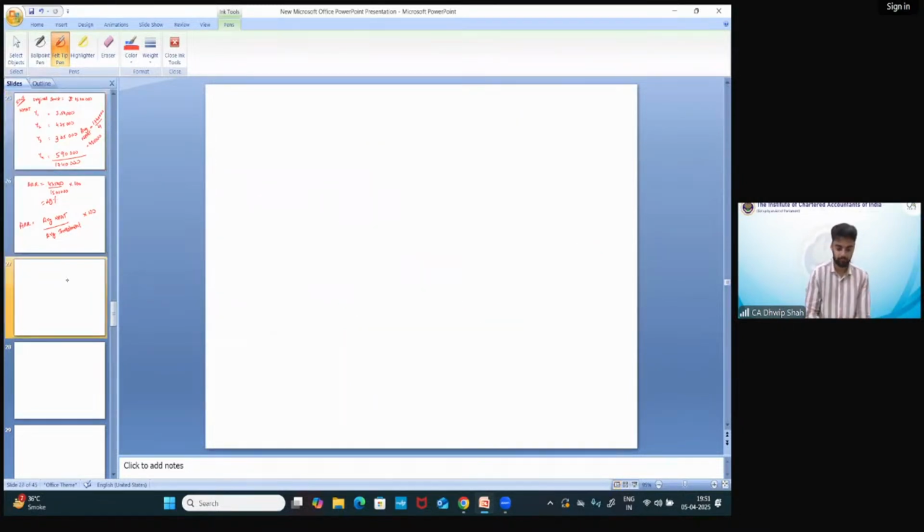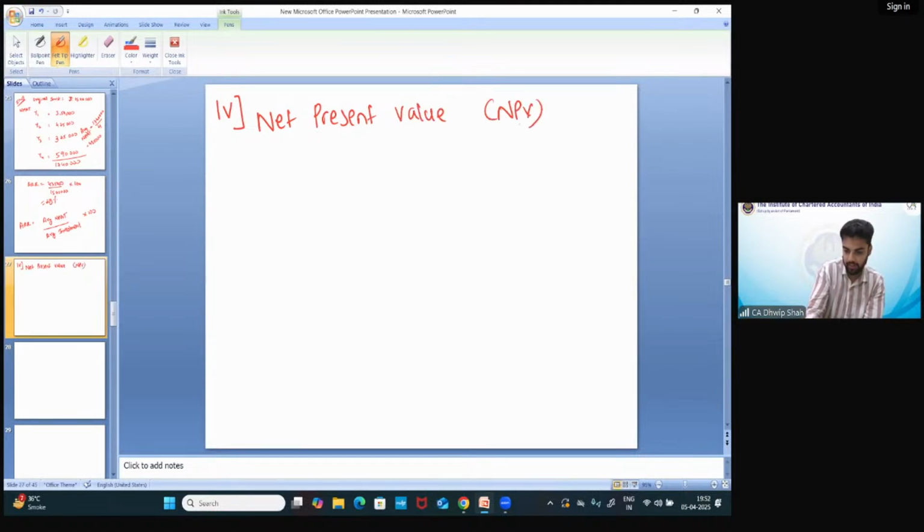Everything is very logical in FM. कोई doubt है बोलो. Any queries? Any concerns? Can I move to next technique? That is NPV technique. Net present value technique, which is NPV technique.